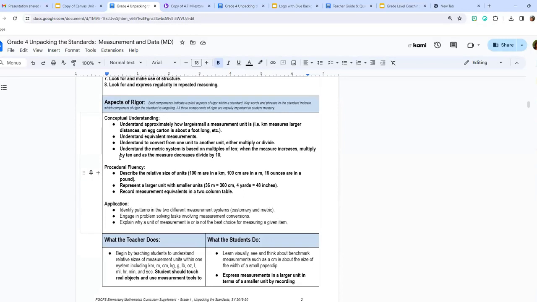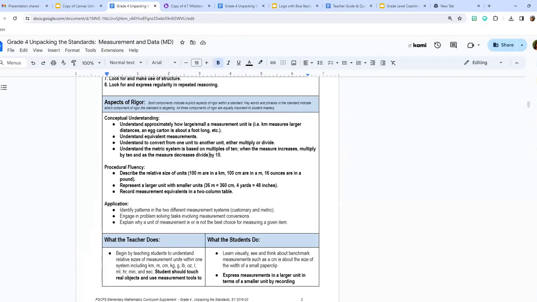So this is what the students should be doing. Understanding approximately how large or small a measurement unit is. For example, they should be able to measure larger distances, knowing that an egg carton is about a foot long. And so that size would be greater than a pin. Right? So that should be something that they are able to do.